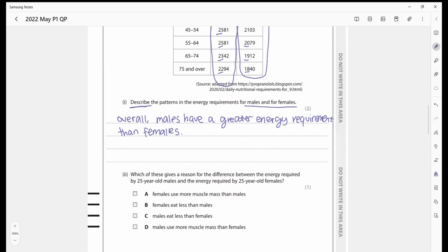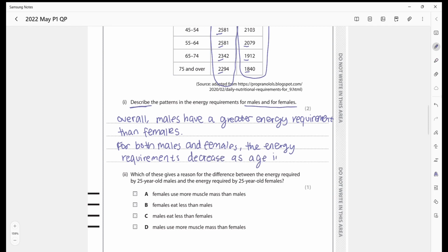Oops, let me just start with a capital letter for both males and females. The energy requirements decrease as age increases.